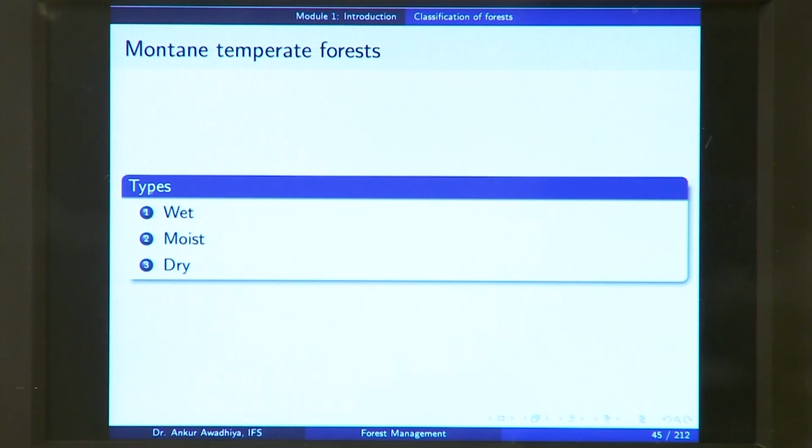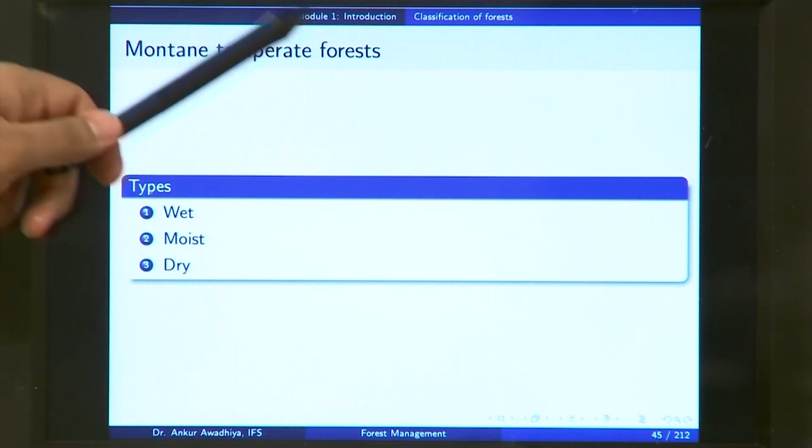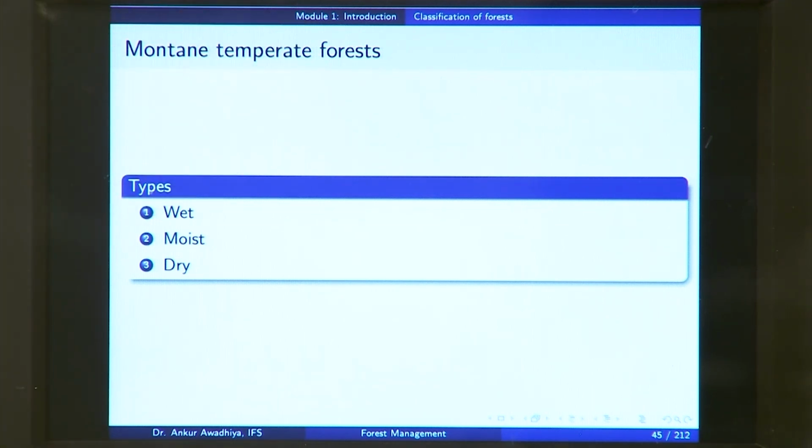Next, we have montane temperate forests. So, these forests are found in mountainous areas in temperate sort of conditions. So, these are neither very hot conditions nor very cold conditions, and we have three different kinds: wet, moist and dry. So, a wet forest will typically have an excess of rainfall, a moist forest has an adequate amount of rainfall, and a dry forest has a less amount of rainfall.